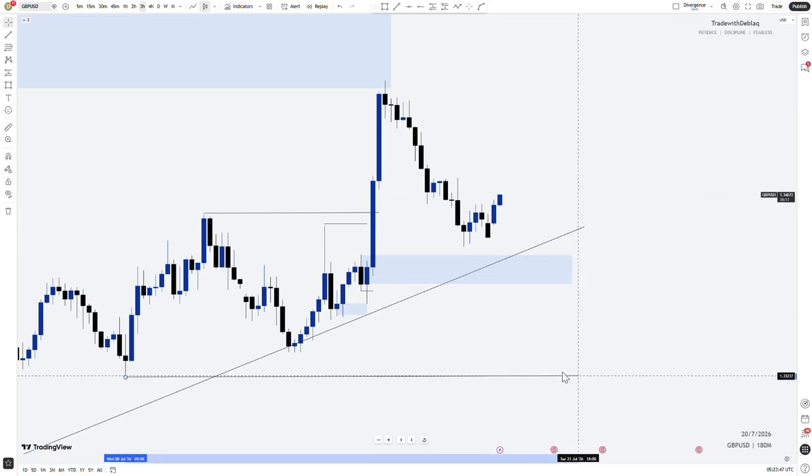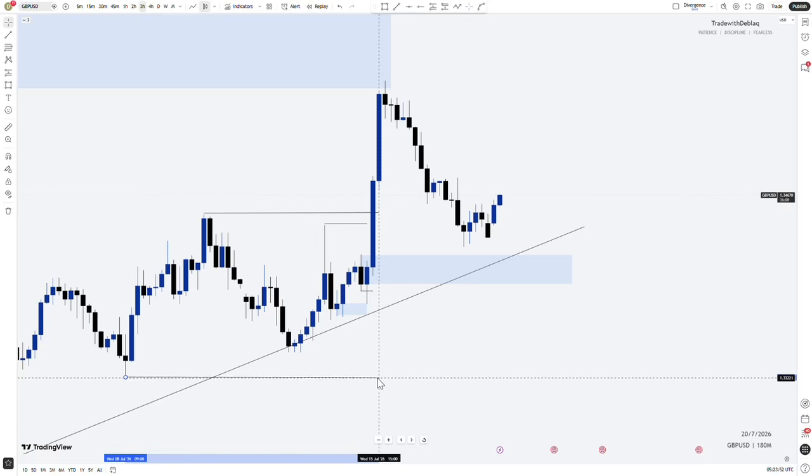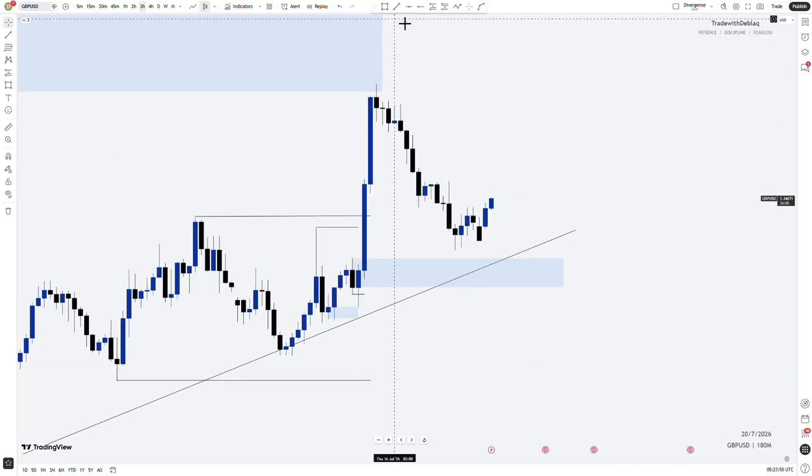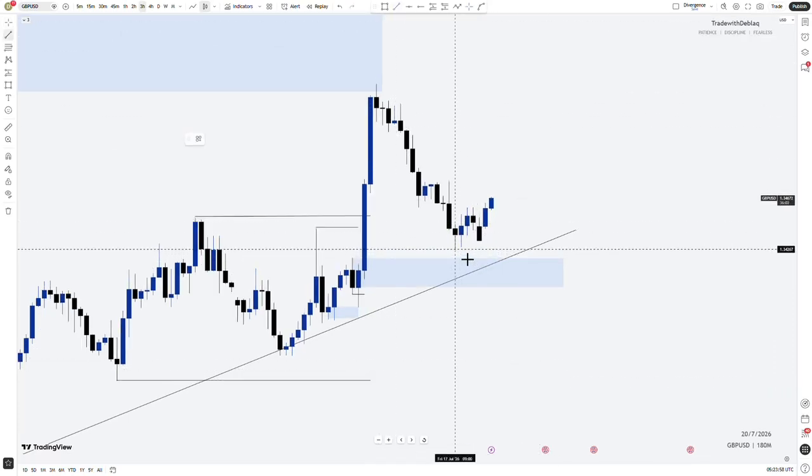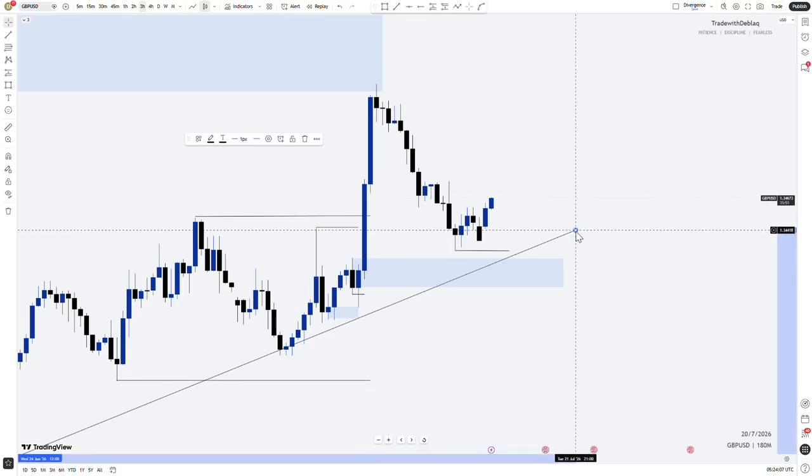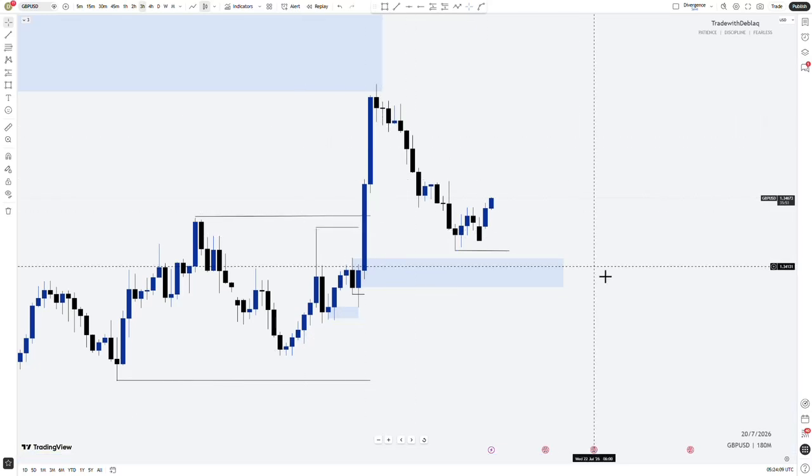So let me put it here, because price is already creating an inducement here now. This is an inducement to this zone, so let me clear this. This is an inducement to this zone.